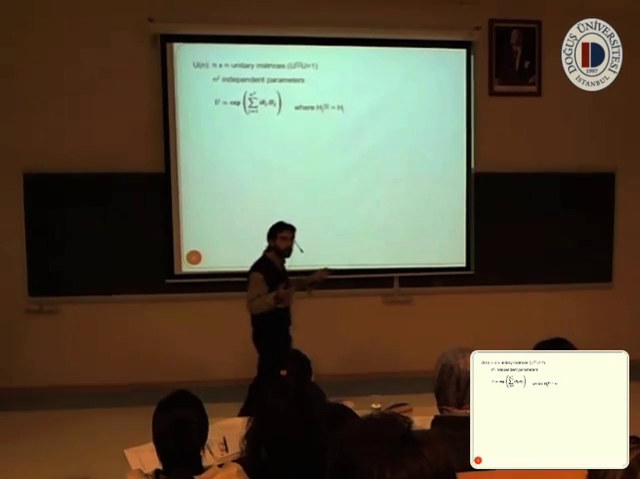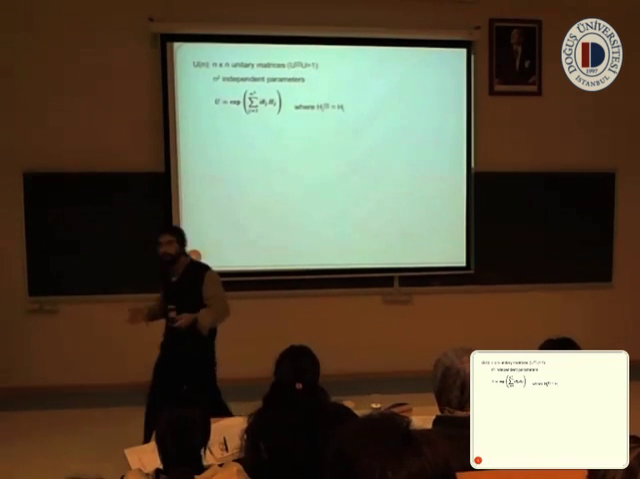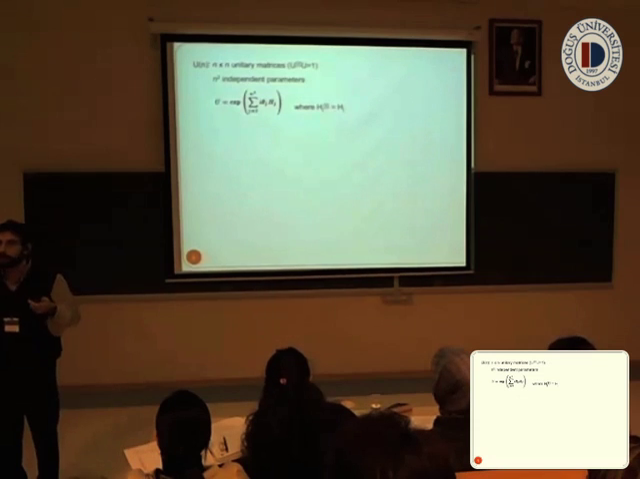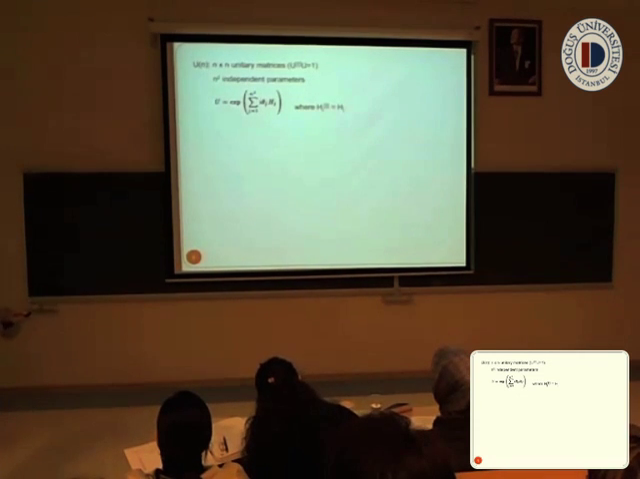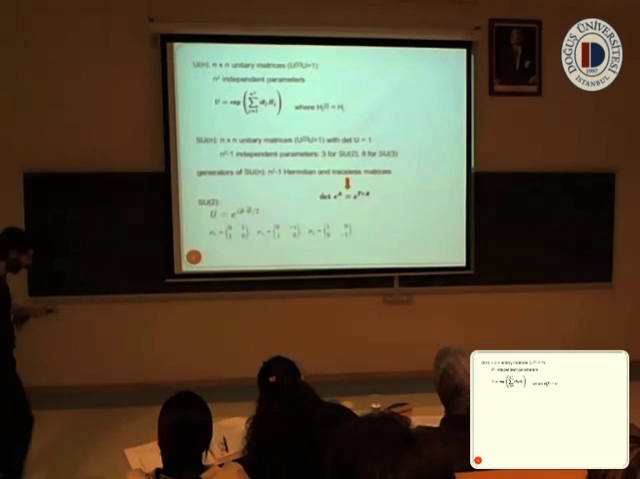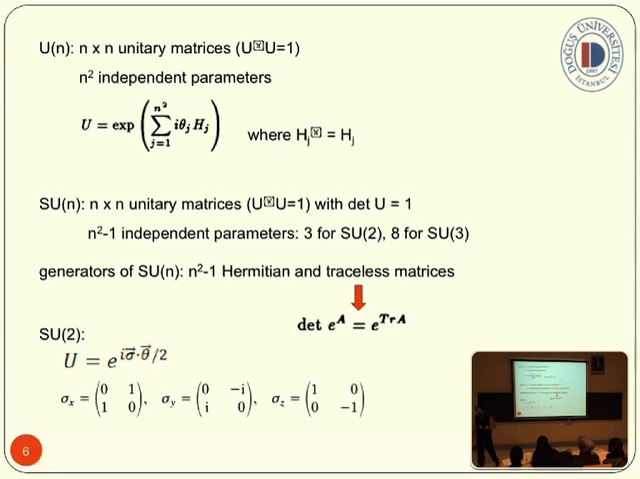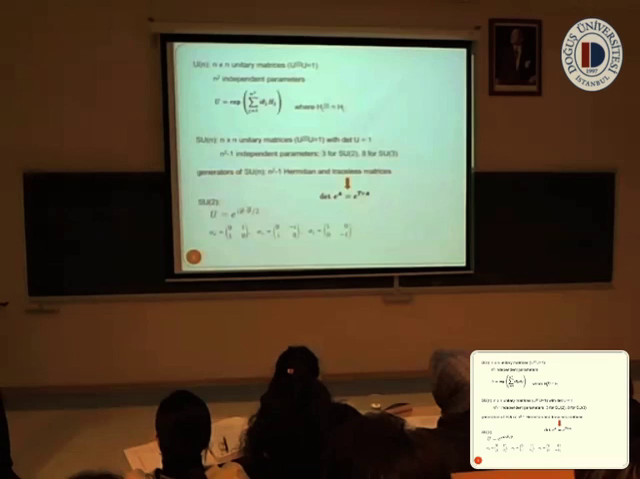Why is it important? Well, we will see. If you have n square generators of a group, you will have n square gauge bosons when you gauge the theory. Right? So it will be relevant. Now, we are in the standard model. We are talking about special unitary matrices. Special means determinant is equal to 1. We had n square independent elements. Now we are adding one more constraint. Determinant equals 1. So we are left with n square minus 1 independent parameters. So you will have n square minus 1 generators for an SUN group.